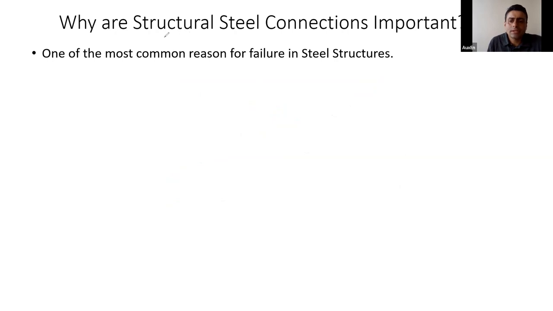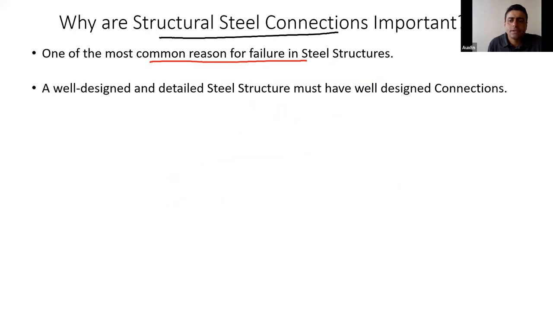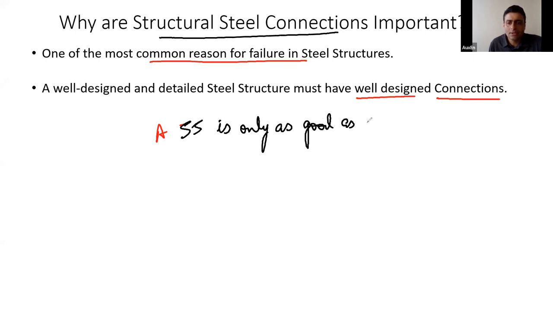So why does understanding structural steel connections become important? Because it is one of the most common reasons for failure in steel structures. And I just gave you a very simple example, but we have seen big structures collapsing, big structures failing due to failure at the connection level. Okay. So therefore, to understand steel structures, it is very important to understand connections. A well-designed and detailed steel structure must have well-designed connections. Quite obvious. A steel structure is only as good as the connection. Correct?